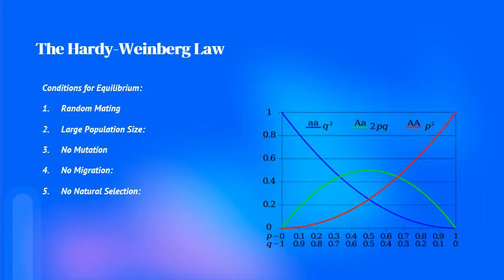Number 3 would be no mutations. There is no introduction of new alleles into the population through mutation. Number 4 would be no migration. The population is closed, meaning there is no migration of individuals in and out of the population. And lastly, we have number 5, no natural selection. There is no differential survival or reproduction based on genotype. All genotypes have equal fitness.